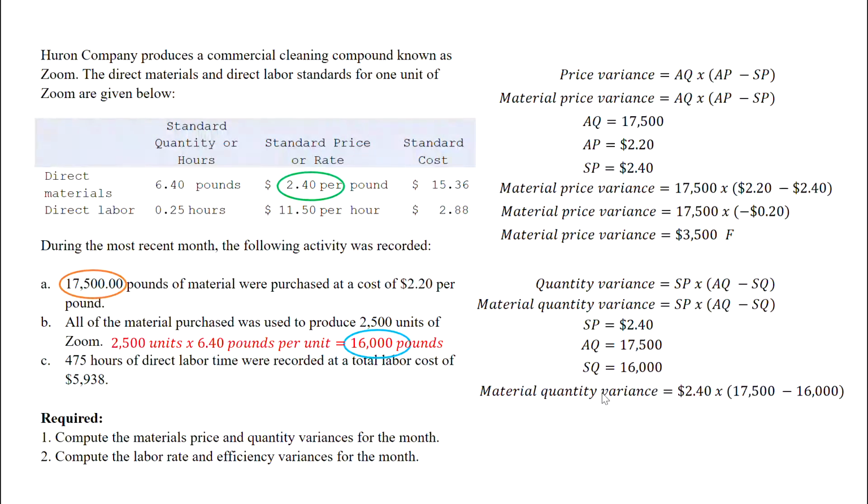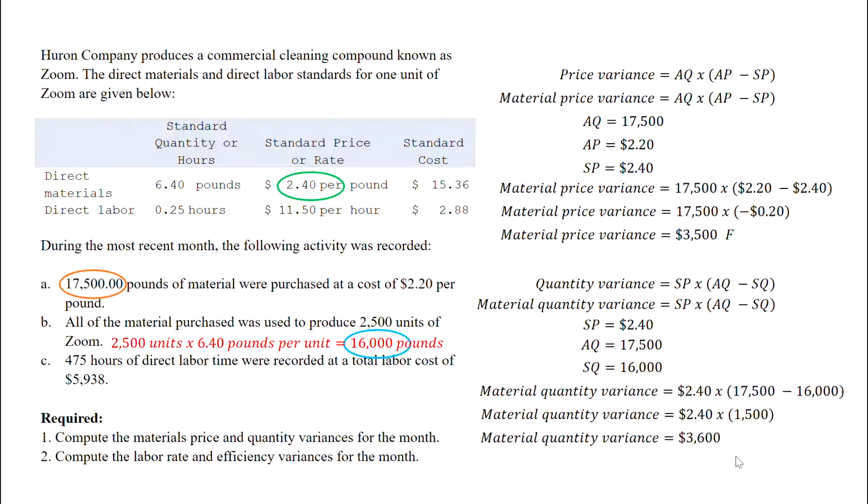Again, let's work through our formula and execute this. Material quantity variance is $2.40 standard price per pound times the actual quantity used of 17,500 pounds minus the standard quantity that we anticipated of 16,000 pounds. $2.40 times 17,500 minus 16,000 means we used 1,500 more pounds than we anticipated. 1,500 times $2.40, we get a material quantity variance of $3,600.